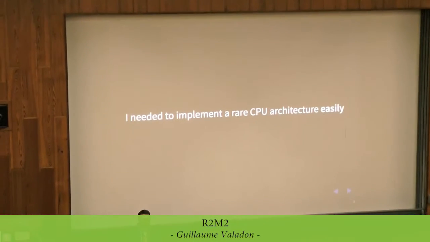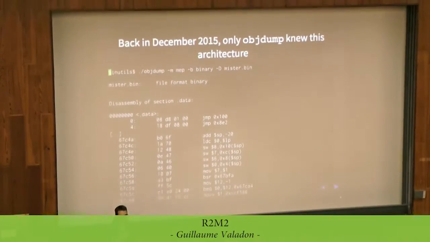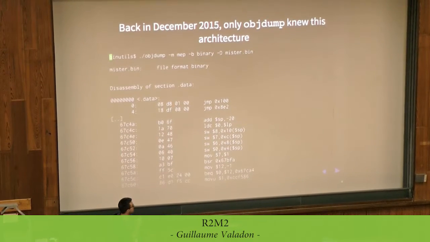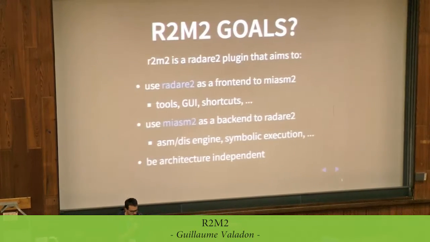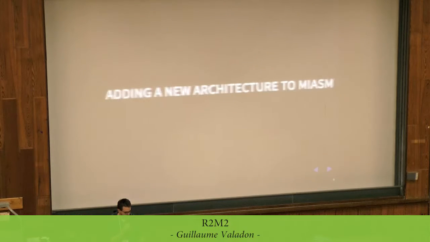I needed to implement a really weird and exotic CPU architecture really easily. And one year ago, only objdump was able to do some stuff with this architecture, which was not that useful. So I decided to build R2M2, a radare plugin that aims to use Radare2 functionality in order to give a GUI to Miasm and use Miasm's assembly engine and symbolic execution engine in radare. I want to be architecture independent, and I want to be really lazy.